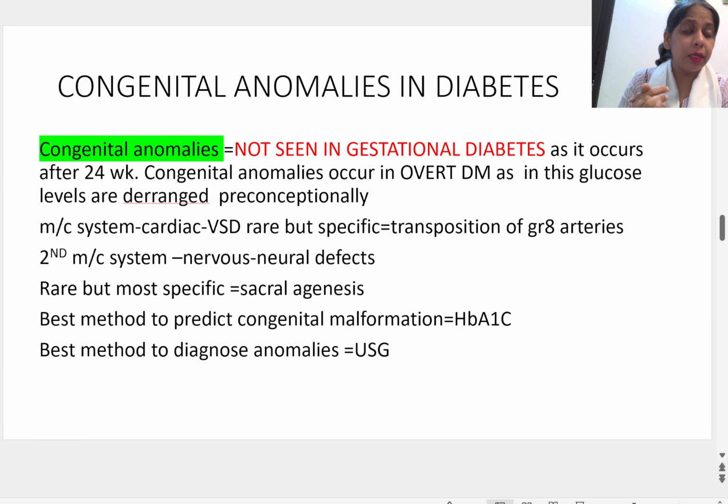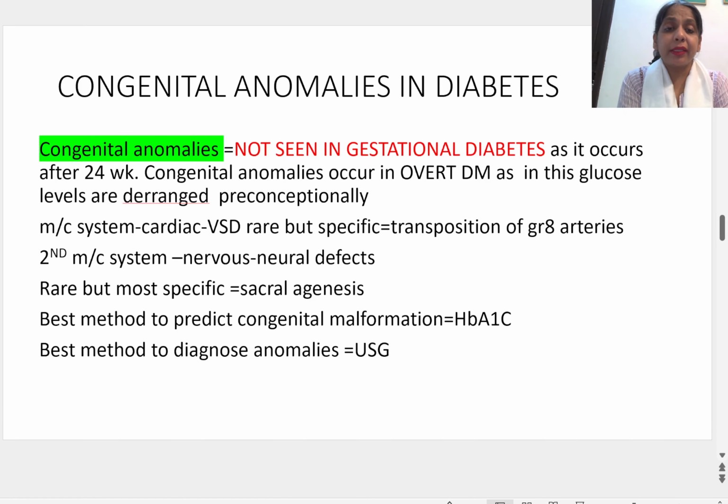The second most common system affected is the nervous system, and the most common nervous system anomaly is the neural tube defect. Most rarely, skeletal anomaly happens, but it is more specific. It occurs only in the fetus of overt diabetes mellitus. Nowhere else is this deformity recorded, and it is sacral agenesis. The sacrum is not formed. I haven't seen any case, I have just seen it on Google, so you can see how rare it is. But this defect is only seen in the overt diabetes mellitus fetus.